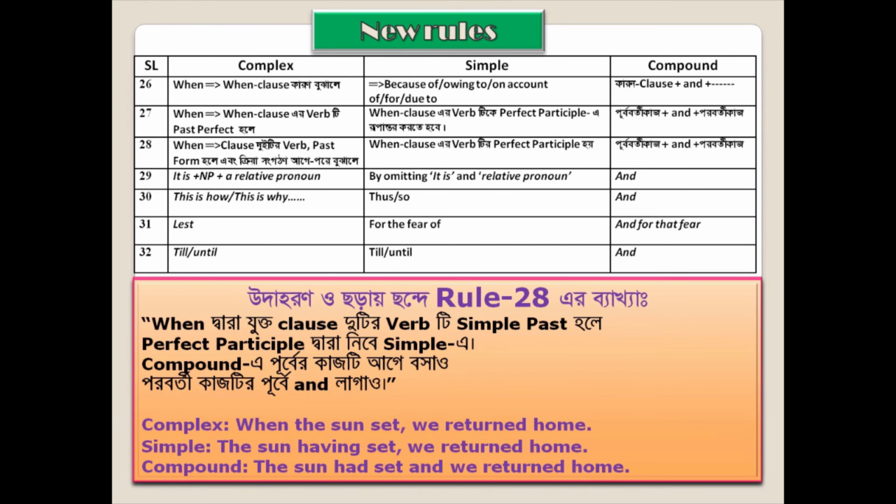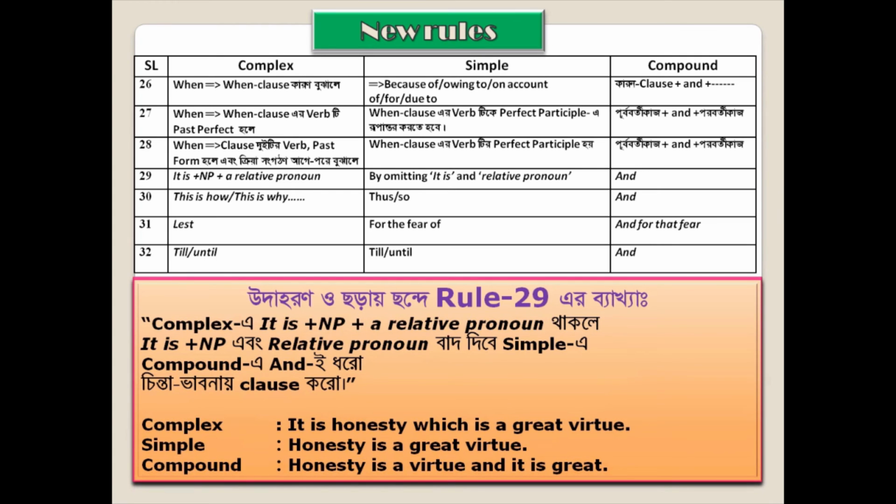Rule number 29. If there is it is plus NP plus relative pronoun in complex, you will have to omit it is and relative pronoun in simple, and in compound you will have to use and.